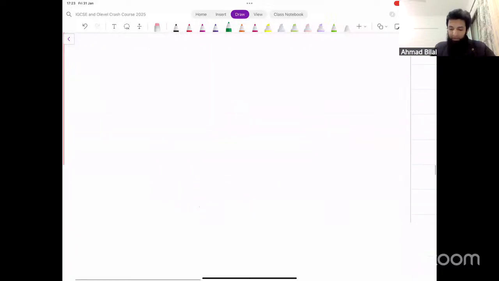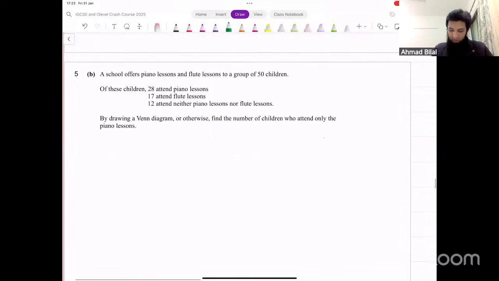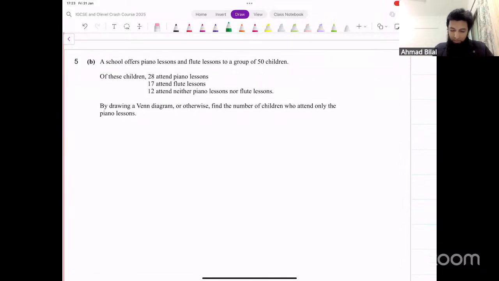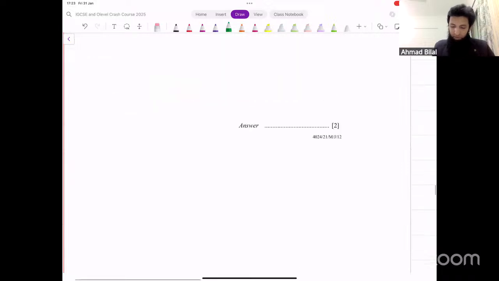Okay, let's try another. If I can find one that has 3 things happening at the same time. We have piano, flute. Again, that's only 2.